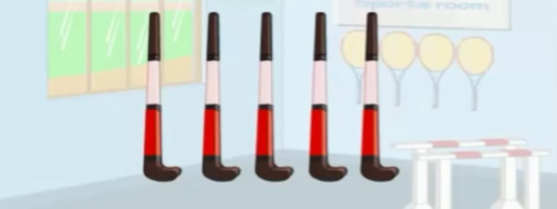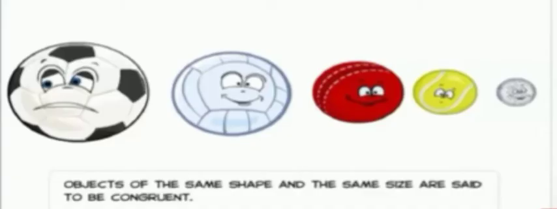Does this make them congruent? Objects are said to be congruent only if they are of the same shape and the same size. For example, look at these hockey sticks. They are equal in shape and size. Hence, they are congruent. As for the balls, though of the same shape, their sizes differ. Objects that are of the same shape but differ in size are said to be similar.